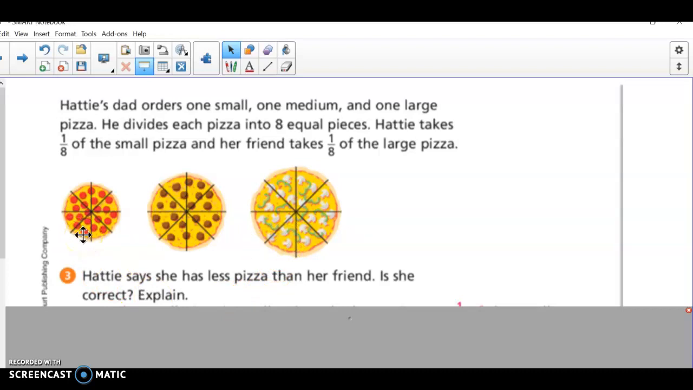Is this pepperoni piece smaller than the veggie piece? They're both 1/8. Try and explain what you think. Are they still equal because they're both 1/8? Or are they not equal anymore? Pause it. Try and explain your thinking.